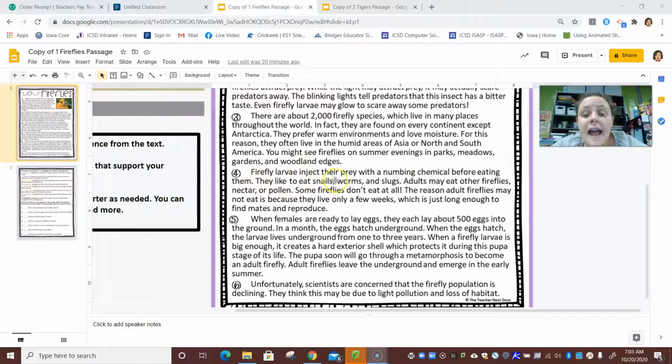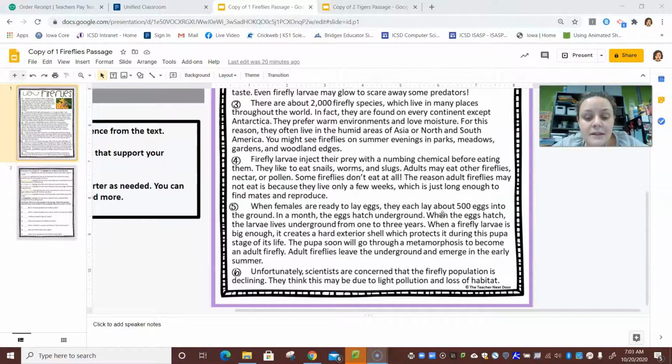Firefly larvae inject their prey with a numbing chemical before eating them. They like to eat snails, worms, and slugs. Adults may eat other fireflies, nectar, or pollen. Some fireflies don't eat at all. The reason adult fireflies may not eat is because they only live a few weeks, which is just long enough to find mates and reproduce.